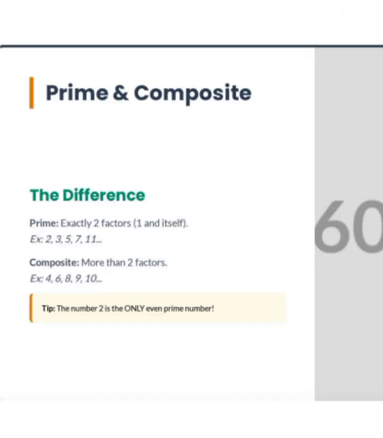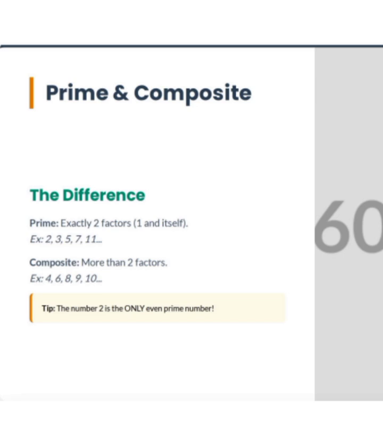The next category of numbers are prime numbers and composite numbers. Prime numbers are numbers that have exactly two factors. One is 1 and the other is the number itself. For example, 2, 3, 5, 7, 11, all these numbers have only two factors. One would be the number and the other would be 1.